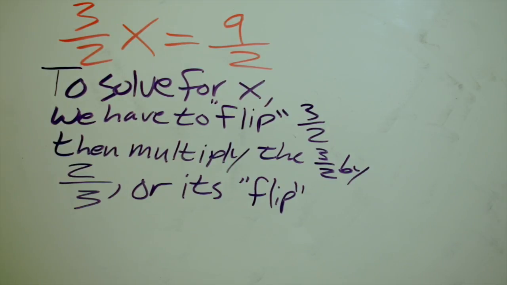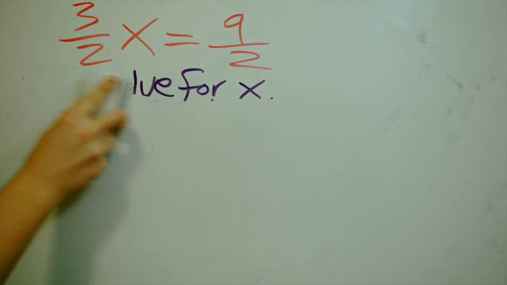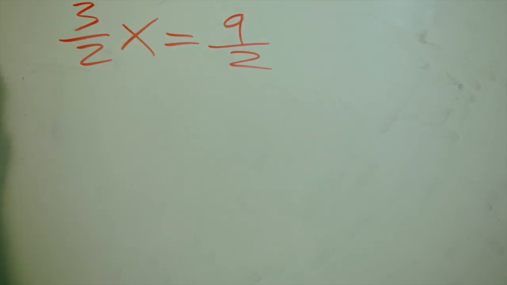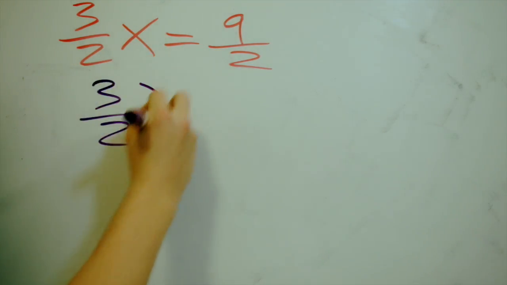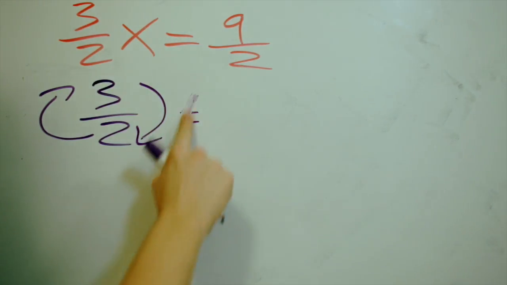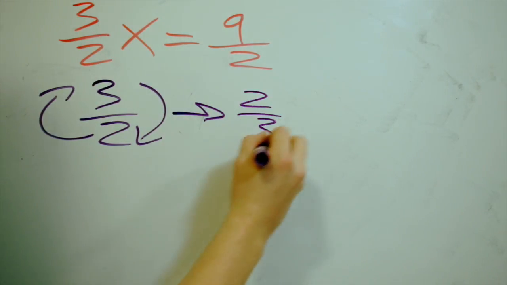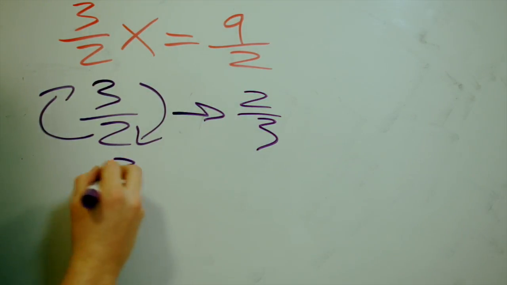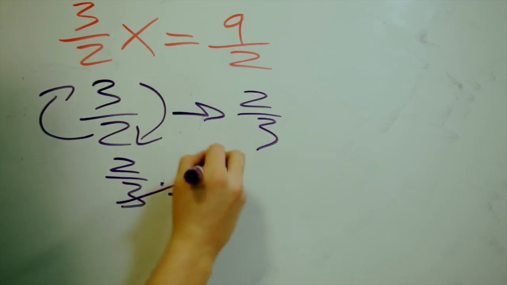So we have 3 over 2x is equal to 9 over 2. To solve for x, we have to flip 3 over 2, then multiply the 3 over 2 by 2 over 3, or it's flip, or it's reverse, or it's reciprocal, whatever way you want to look at it. I just call it flip to put it in layman's terms, basically. So we get 3 over 2 times, and you're going to flip that 3 and that 2 over, and that's not going to be equal to, but it's going to become 2 over 3. Now we can take that 2 over 3 there. We can multiply it by 3 over 2, and guess what that gives us?